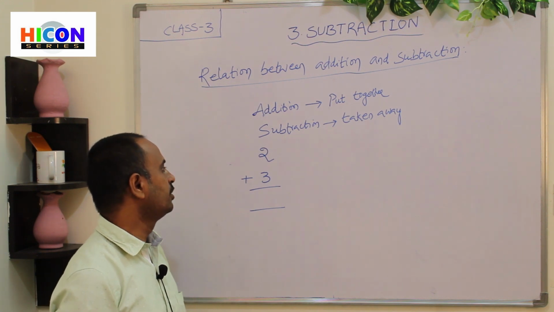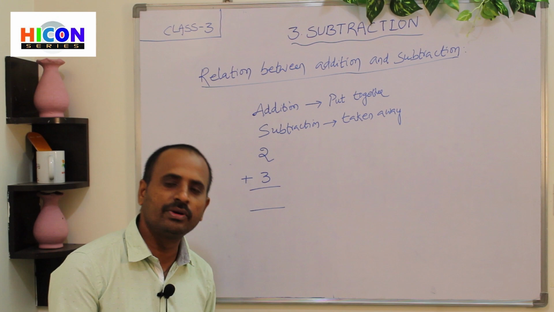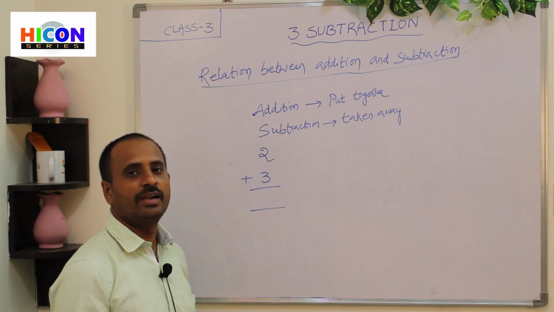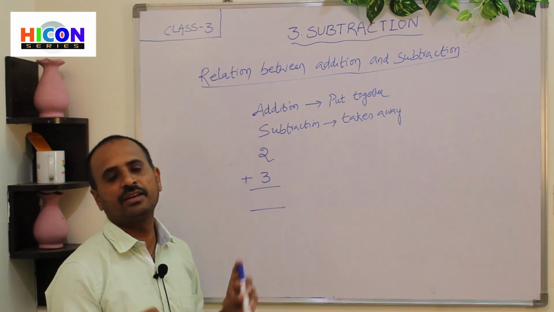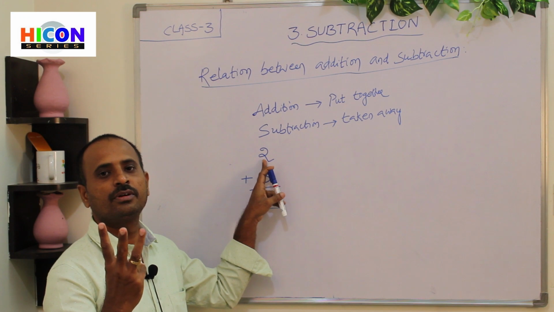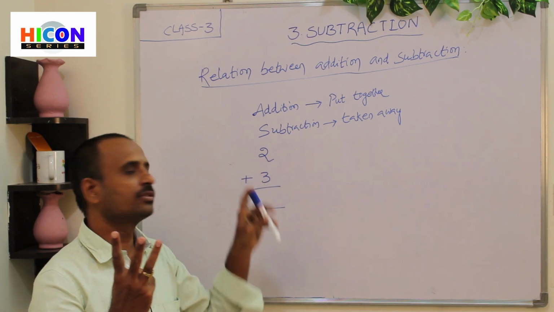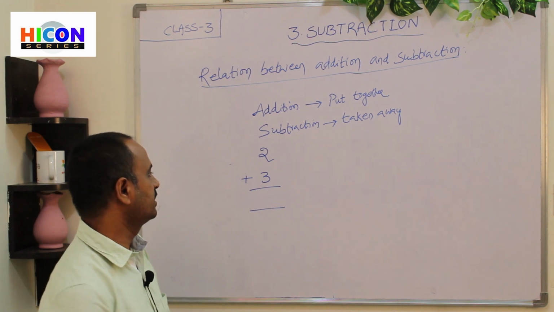So now add 2 and 3. How much will you get? If you add 3 to 2, we will get 5. How will you get 5? What is the second number here? 3. So open 3 fingers of your hand. And what is the first digit? 2. After 2, what will you get? 3. So start counting from 3: 3, 4, 5. So the answer is 5.